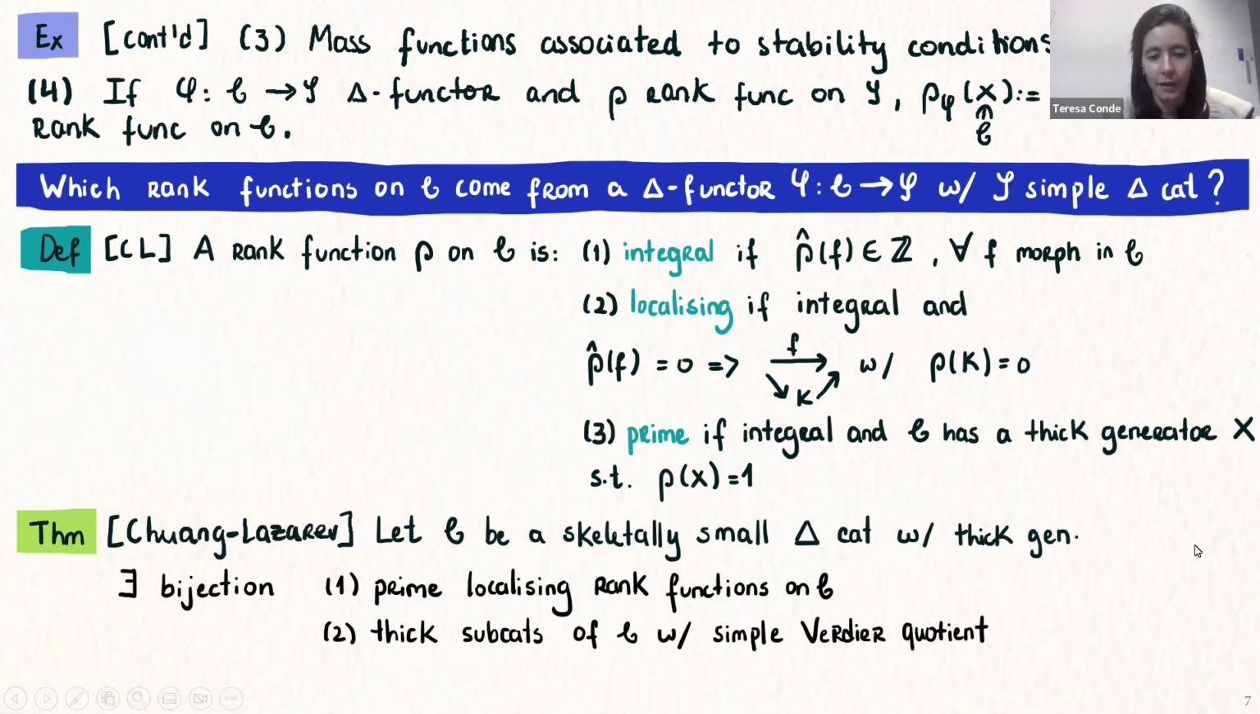And going from 2 to 1, one should go by a pulling back procedure. So we have this Verdier quotient from C to a quotient of C. This quotient is a simple triangulated category, and there's a unique prime rank function there. And then if we pull back that rank function along the Verdier quotient functor, one gets the prime localizing rank function.